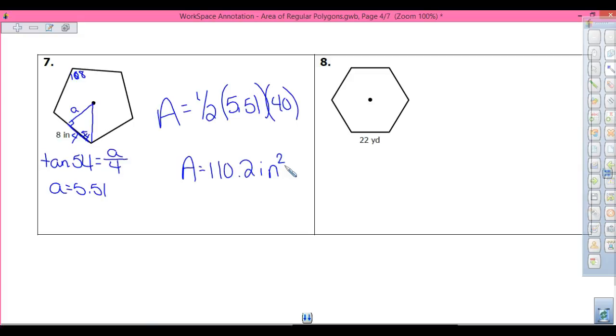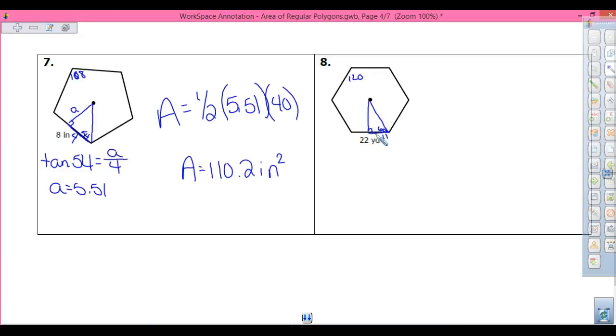Okay. So number 8, I have a what? It's a hexagon. In a hexagon, each angle is 120. Good. All right. So we're going to draw our hypotenuse and our radius. This angle is 60. This side is what? 11. Now, yes, I have a 30, 60, 90 triangle.